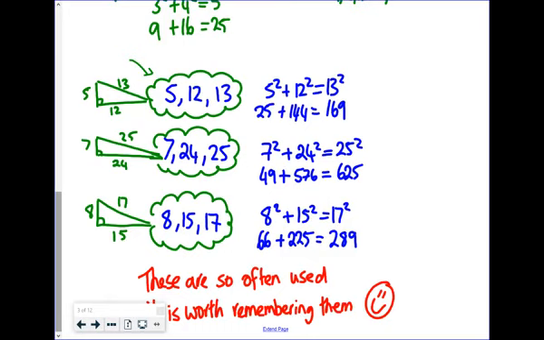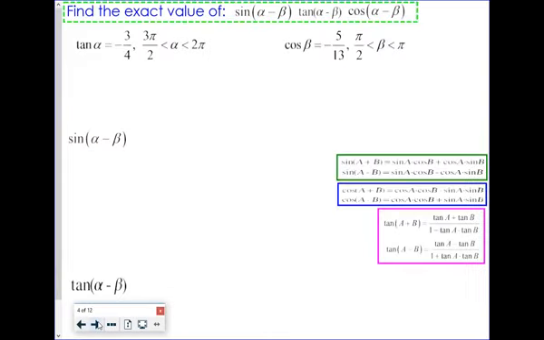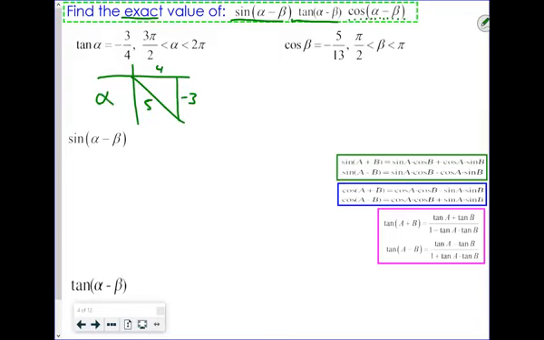Right, let's use those two angles we've just defined here. Find the exact value of the sine and tangent of alpha minus beta, and we're not going to be able to do that. There's something else I want to spend the time on in the lesson today. So this we've already drawn. You've already drawn it. It was minus 3, 4, 5. That was your information for alpha. And this was your information for beta.